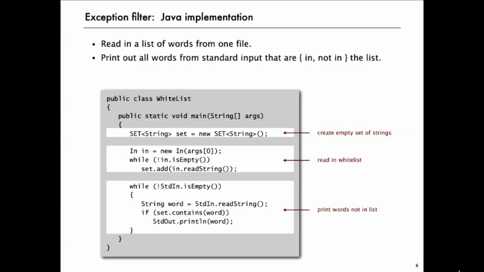And to implement blacklist, we just take this call to contains and change that to a not. If it's not in the exceptional list, then we print it out. So that's a simple example of a filter using sets.